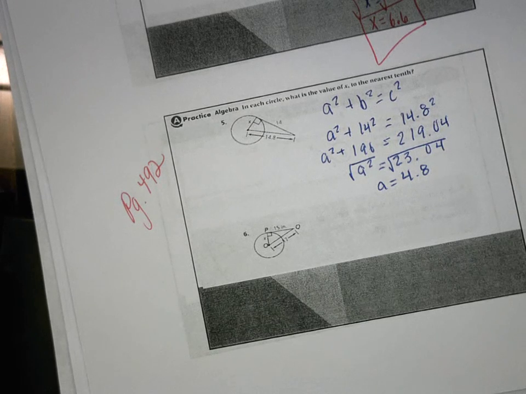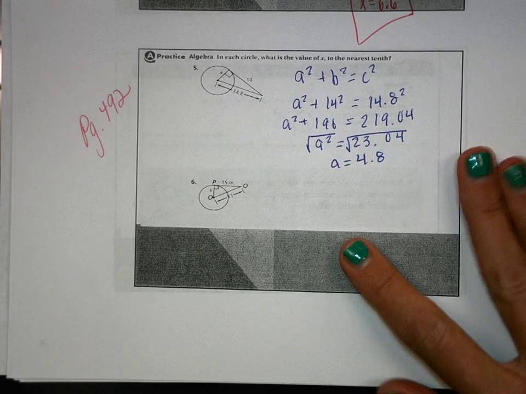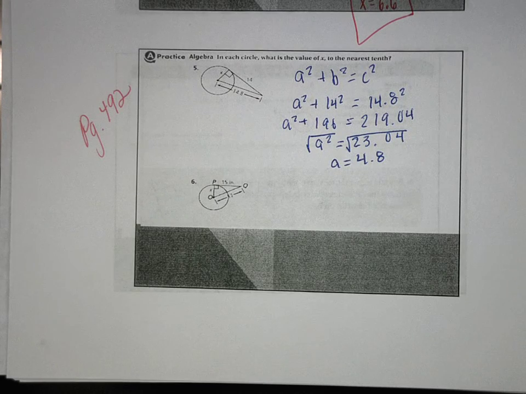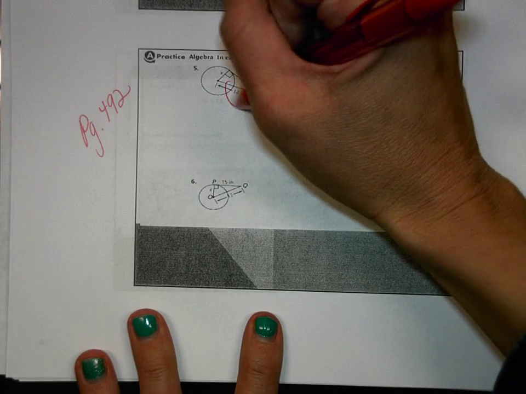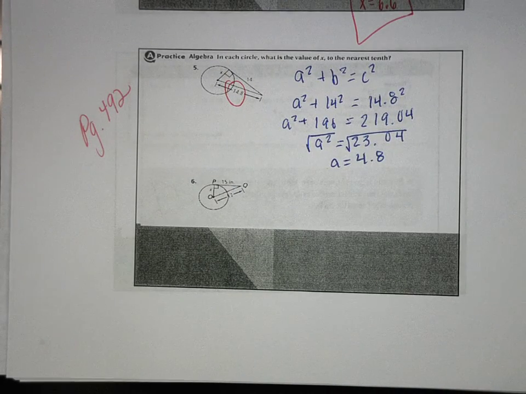Okay. So, a squared plus b squared equals c squared. We can use the Pythagorean theorem because we have a 90-degree triangle. We know the hypotenuse is 14.8 because it's across from the 90-degree angle. We set that up and solve, and the correct answer is 4.8. Do we have any questions?